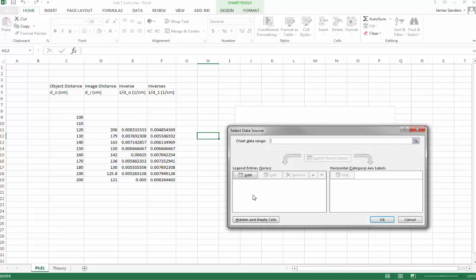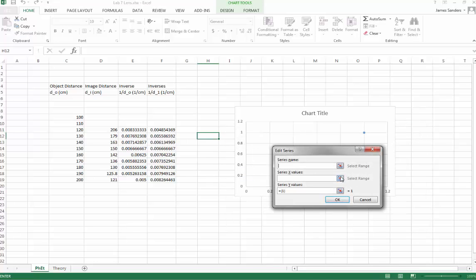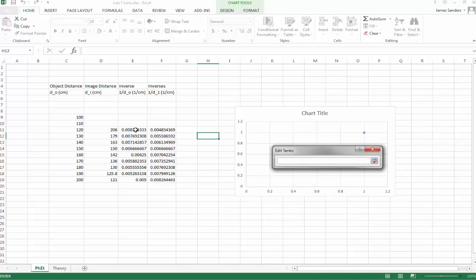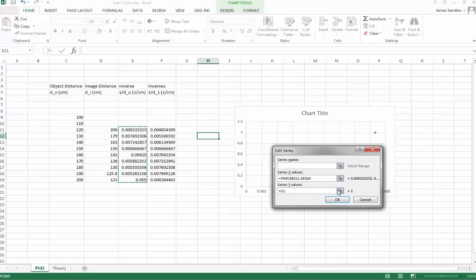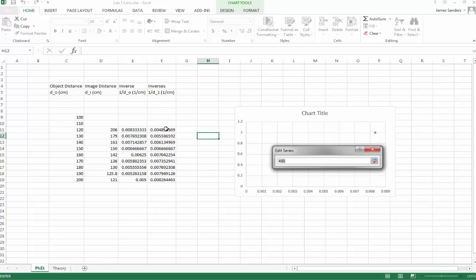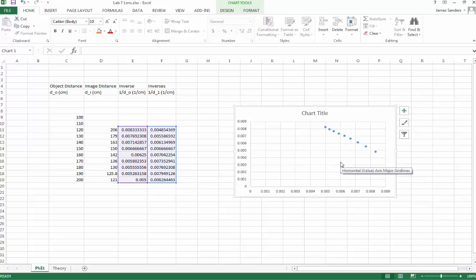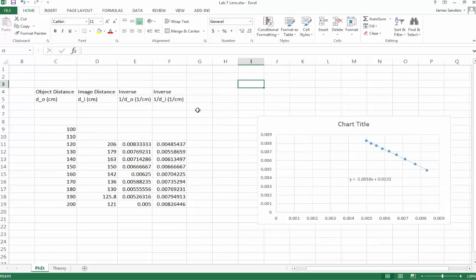So again, I'm right clicking on the graph, clicking Select Data, Add, and pushing the range that I need. The range is right here for the inverse object distance, and then this right here, the y-axis range, is 1 over di. Now I have a nice graph here. What we see is that this plot of the inverse of do versus the inverse of di that I created has made basically a straight line. And that straight line has a slope of -1.